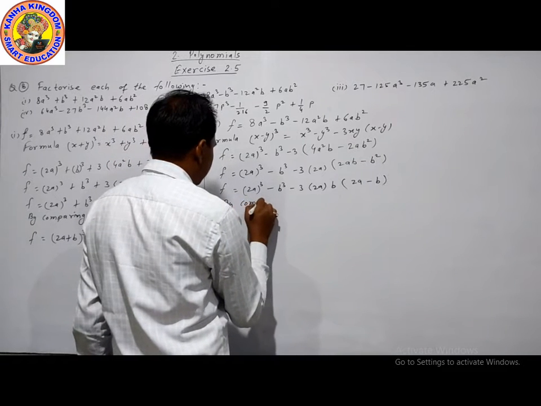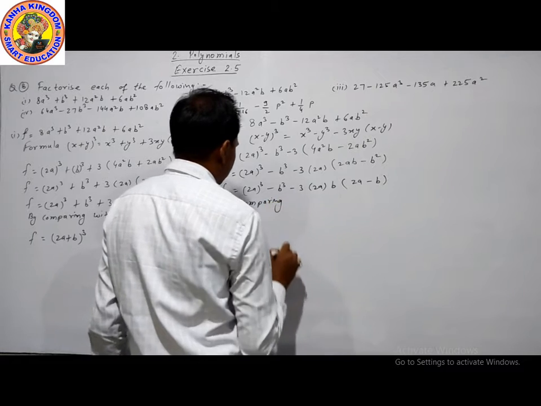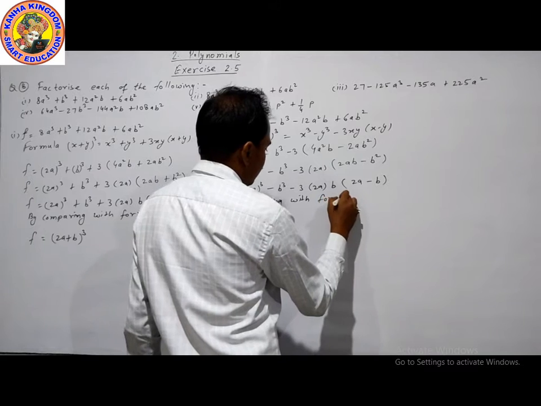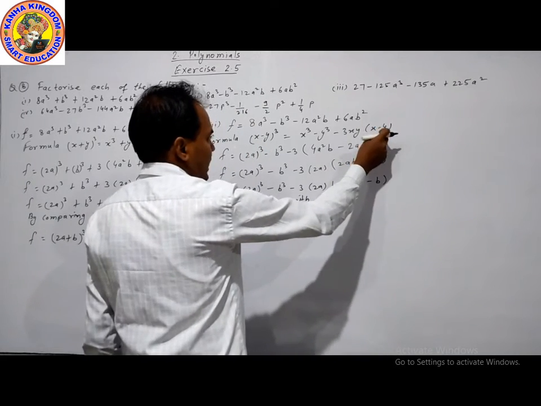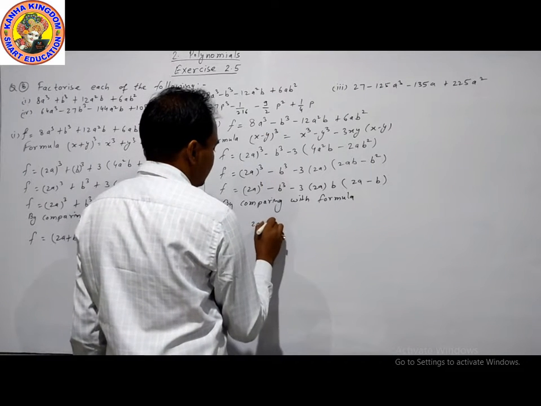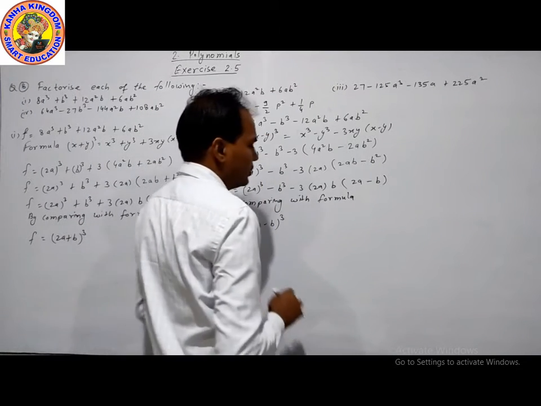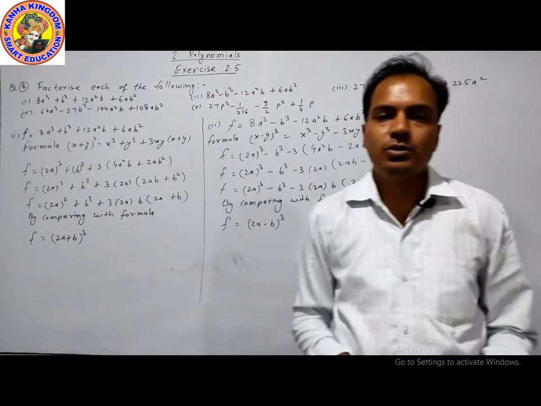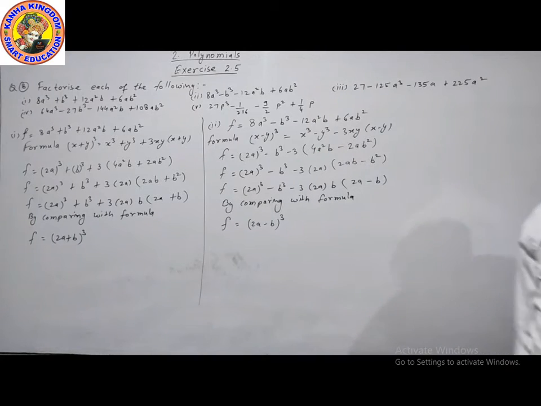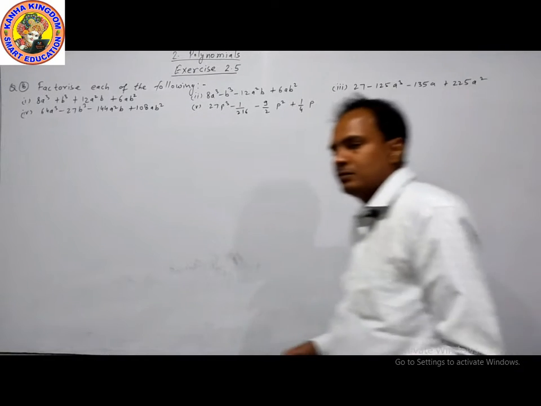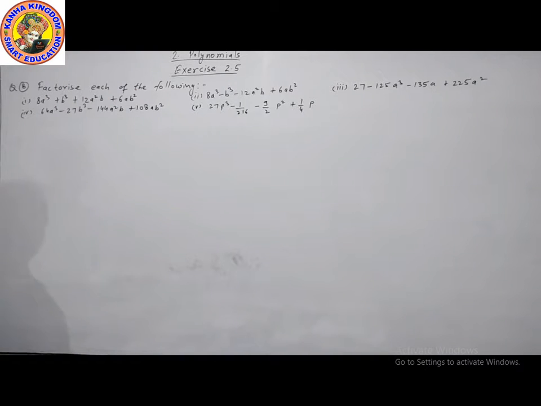By comparing with the formula, the answer of the formula is x minus y cube, so 2a minus b cube. This is our solution. You can take a screenshot of this. We will move to our next part. Now the next one is part third.